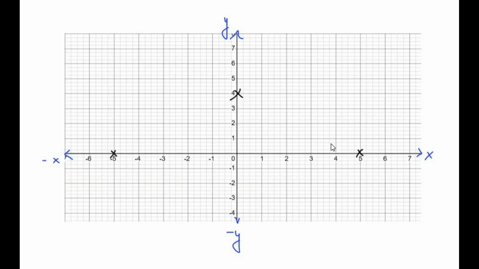So let me join these points to show you the triangle. So this is how the triangle is going to look. So here you can see that the distance of the first point from the origin is 5.